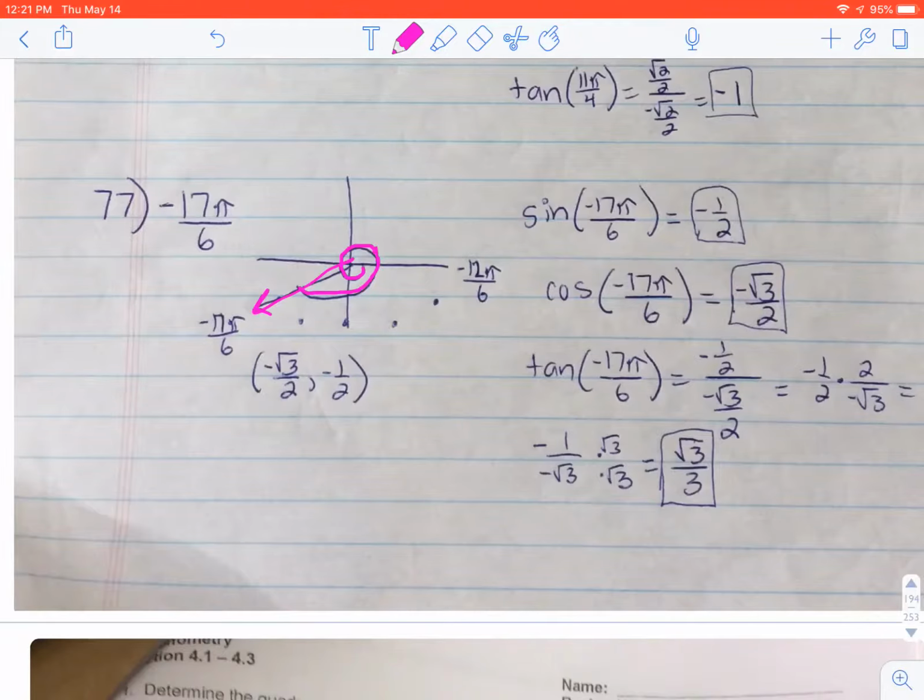Your tangent of negative 17 pi over 6 is your negative 1/2 over negative square root 3 over 2, which when you take negative 1/2 times 2 over negative square root 3, those 2's cancel. And then you're going to multiply the top and bottom by square root 3. So you end up with square root 3 over 3.